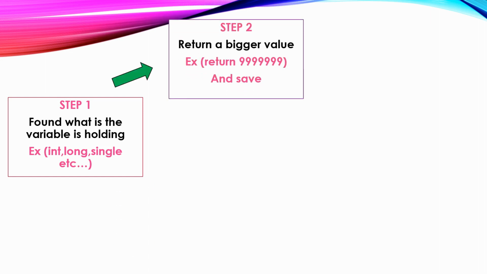What to do when you find the variable? At first, when you find the variable, look at what type it is, for example if it's a uint, a long, a string, a single, and more. Step 2, we will return a bigger value. So if you find, perhaps, get damage equal to 20, you will return 900 perhaps. And also don't forget to save it, because sometimes I forget to save it, and yeah, it's a big fail.